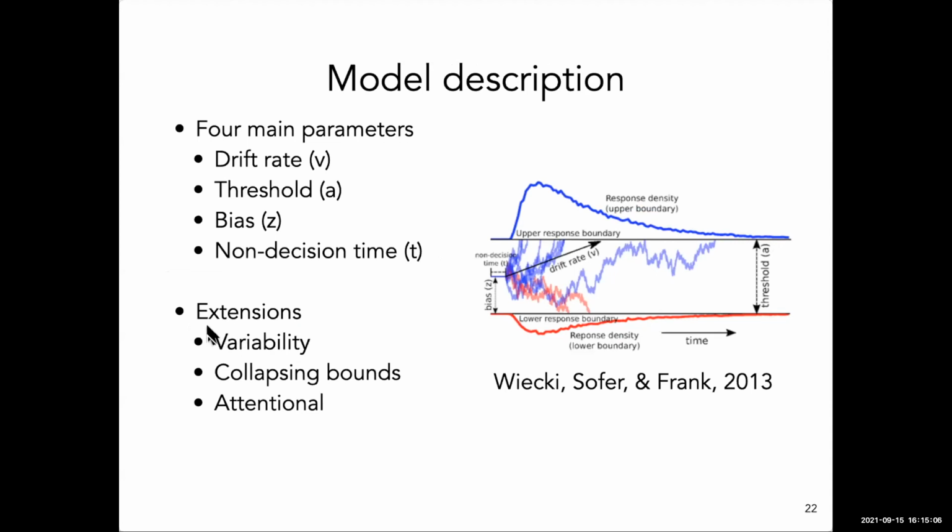So I don't have time, I think, to fully discuss these extensions to the DDM, but I can provide some examples briefly if you're interested in learning more. The idea of variability basically refers to the amount of trial-by-trial variability in these four main parameters, and that can potentially tell you something interesting about the cognitive processes involved.